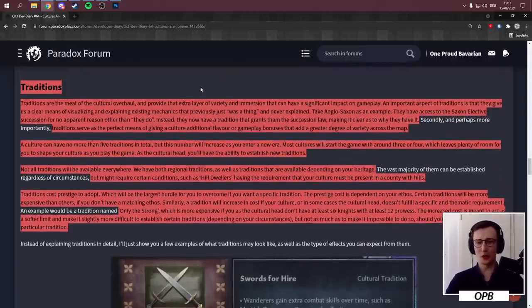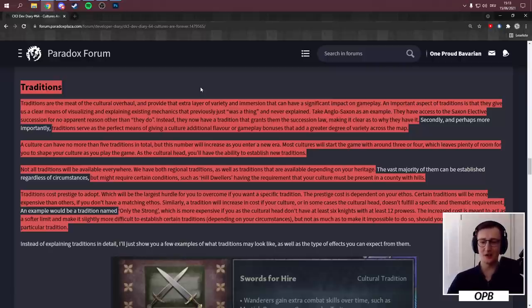Traditions are the meat of the cultural overhaul and provide that extra layer of variety and immersion that can have a significant impact on gameplay. An important aspect of traditions is that they give us a clear means of visualizing and explaining existing mechanics that previously just were a thing and never explained. Take Anglo-Saxon as an example.